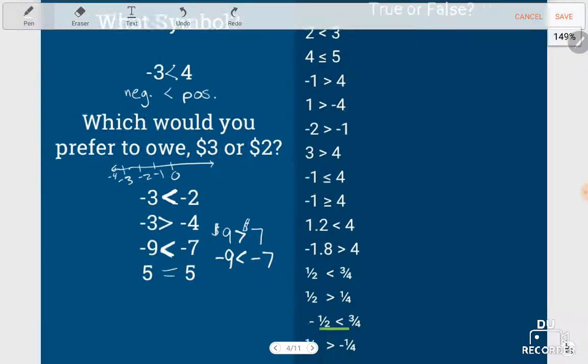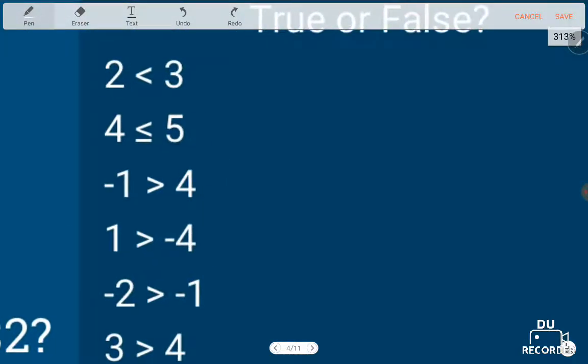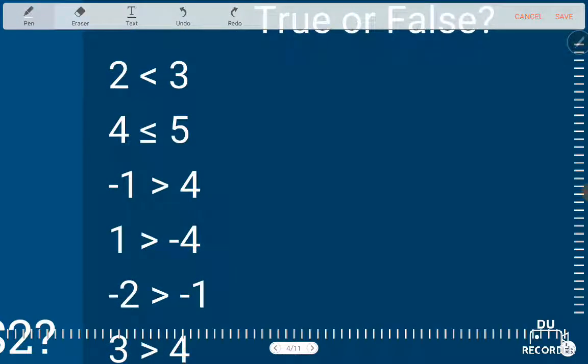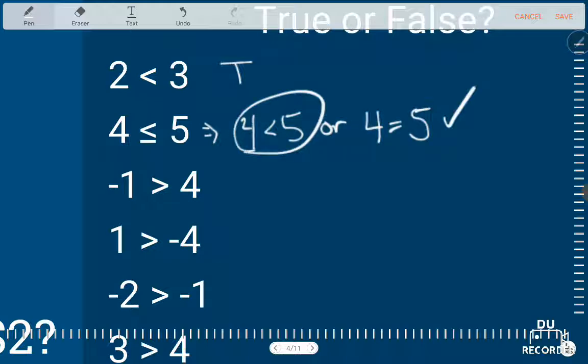All right, so here we played a little game in class, right? Looking at if these were true or false. 2 is less than 3, so that's true. This sign is less than or equal to. So this says 4 is less than 5 or equal to 5. Either one of those is okay. It's less than 5, so that is true.